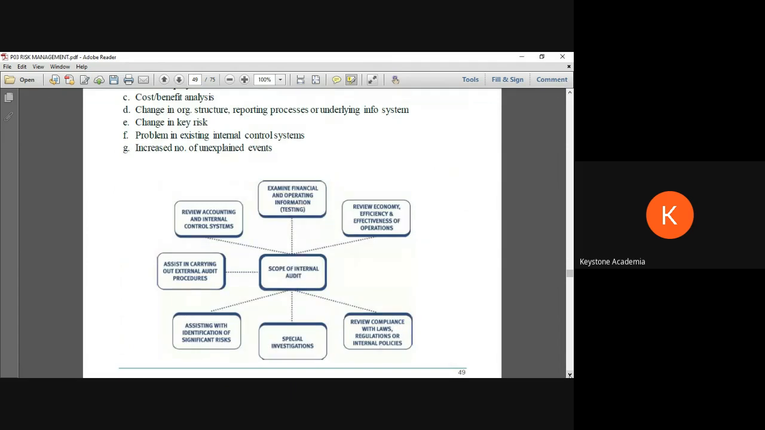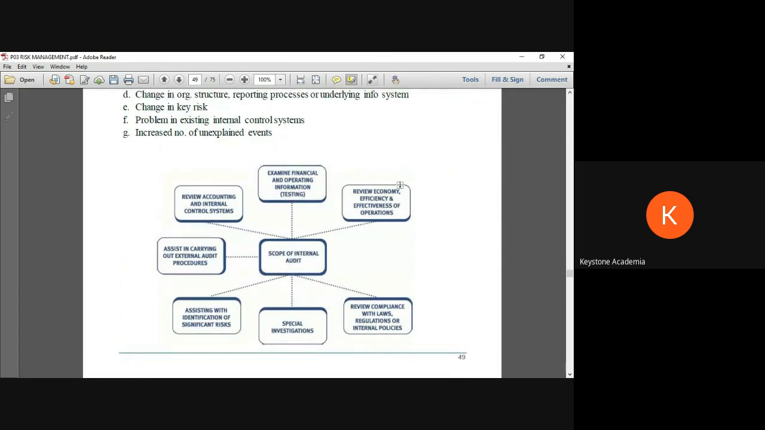What is the scope? What do they do? This is very generalized. They see the three E's: efficiency, economy, and effectiveness. Basically, whatever money we are investing, is it worth it? Then examine financial and operating information, testing, review of accounting and internal control systems, and assist in carrying out external audit. So many times the roles of external and internal audit are similar. So if you have internal audit, definitely some of the external audit's job will be reduced.